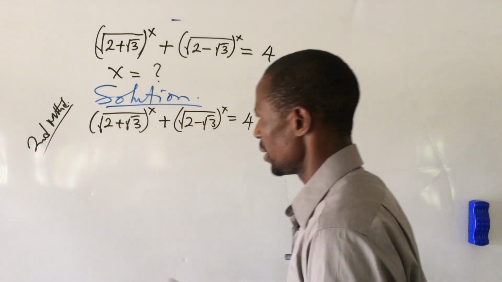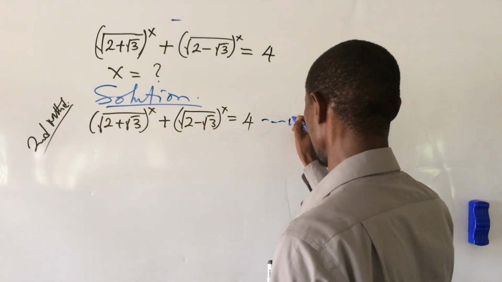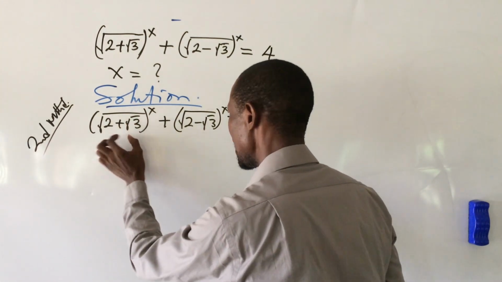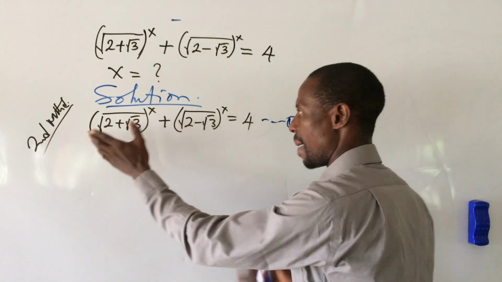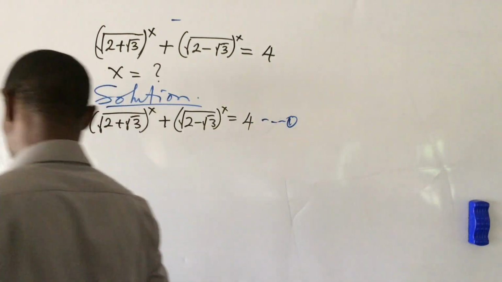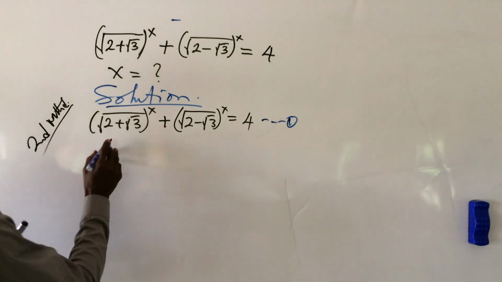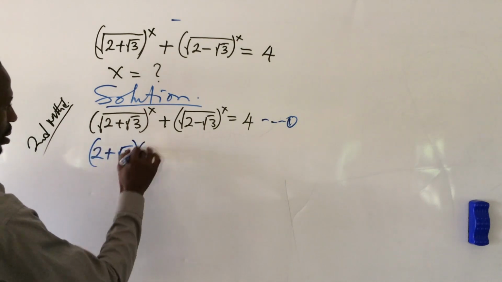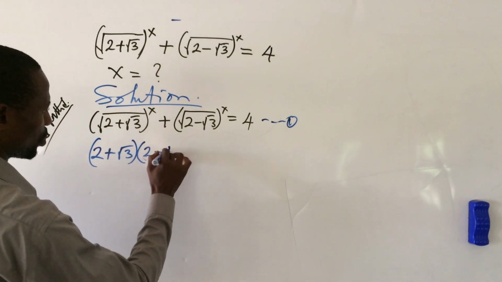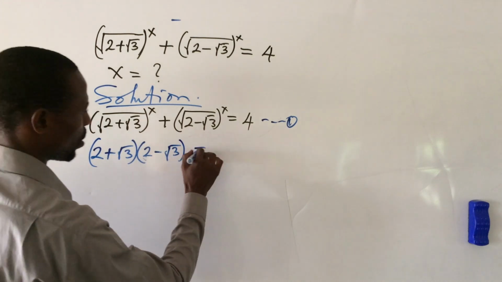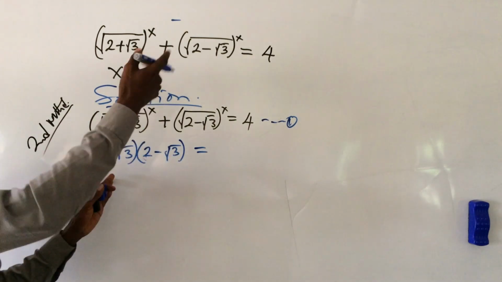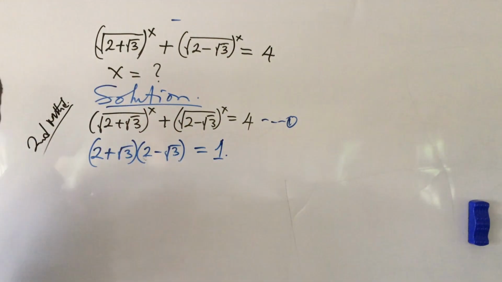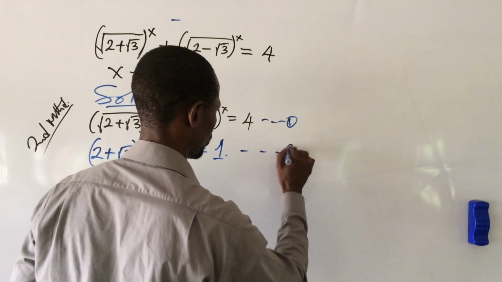All right, let's look at the second method of solving this. Now, from this expression, let's hold this as our equation 1. If I decide to consider only the radicals inside the square root and multiply them, we're going to have (2 + √3)(2 − √3). What will this multiplication give me? From our first method, this is equal to 1. Let's take this as our equation 2.